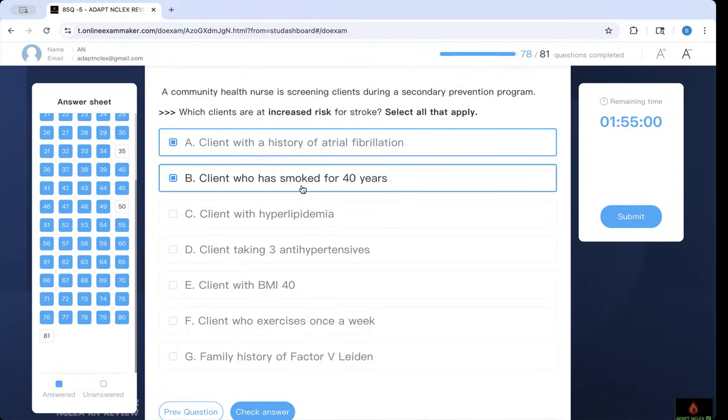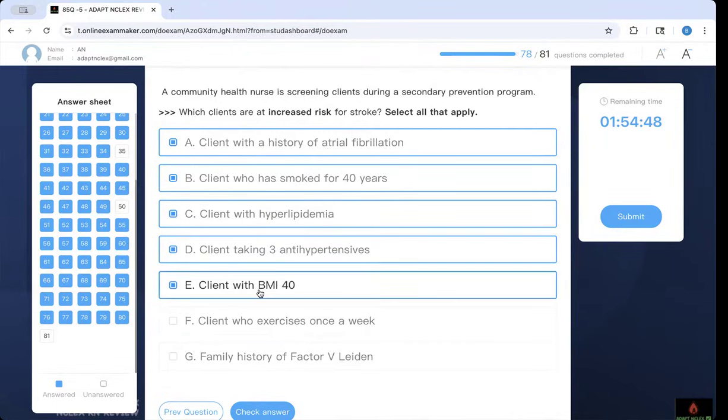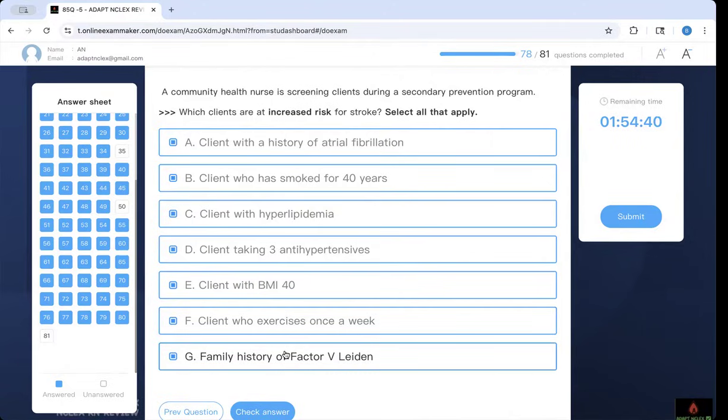Smoking, high problem for stroke, in addition to blood pressure. Hyperlipidemia, cholesterol problem, you have stroke. If you're taking 3 blood pressure medications, you are on control. BMI, obesity, risk factor. Sedentary lifestyle, that's a problem. Factor V is clot formation, a common cause of clots. These are all risk factors for stroke.